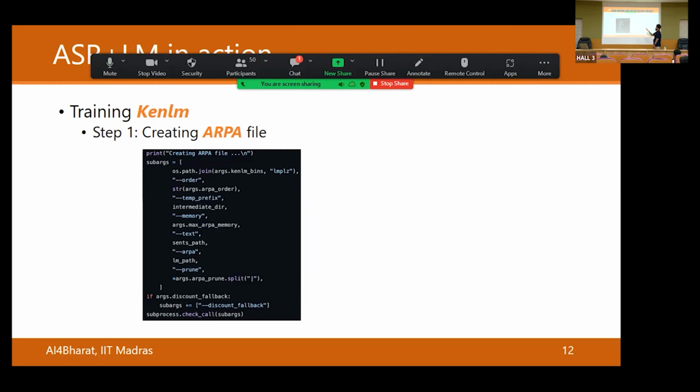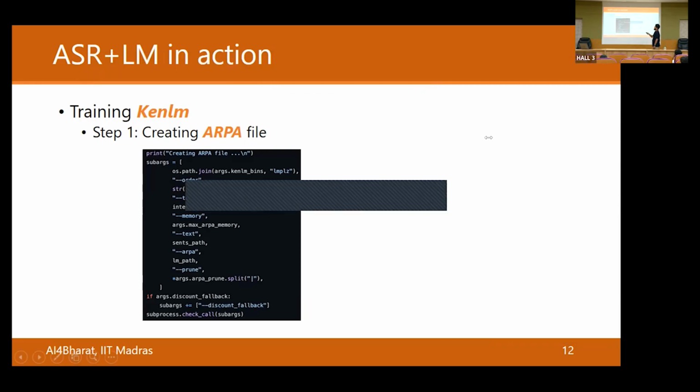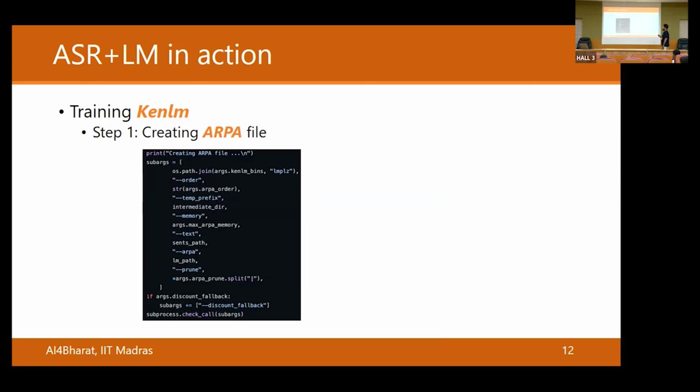So as you can see, the first thing that it asks for is the order, which is the ARPA order. This is again the number of n-grams we want it to evaluate to. So for example, if it's a bigram model we want to train, then we can keep ARPA order as 2. This is the temp prefix, which is the temporary intermediate directory. Memory is related to how much memory consumption your CPU can allow when you're running the model on your system. Then you provide the sentences, the corpus.